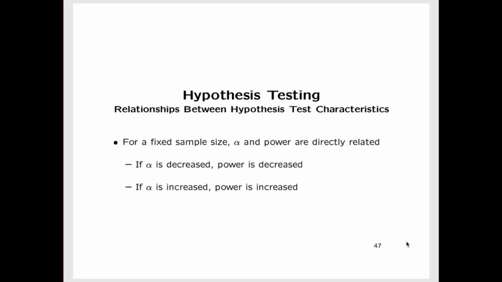There's always going to be a balance between the size of alpha and the size of beta. And in a given experimental situation or decision-making situation, we need to think about what a type 1 error represents in a given situation, what a type 2 error represents, and what the relative costs of type 1 and type 2 errors are in a given situation. And then try to balance alpha and beta based on those kinds of considerations.